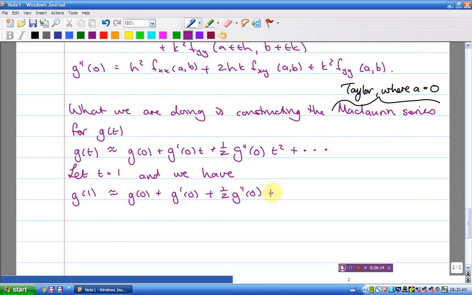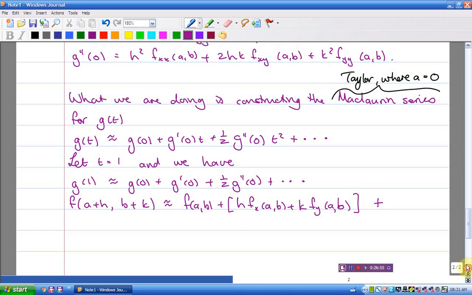Okay, sure. Why would we want to do such a thing? Well, if we let t equal to 1, then g of 1 is really, if we remember what g is, it's f with those x's and y's with the t's plugged in. And g of 0 is f of a b. We worked that out. g dash of 0 is, okay, now we don't, strictly speaking, need brackets because it's terms being added, but I'm putting in the brackets just to show grouping.